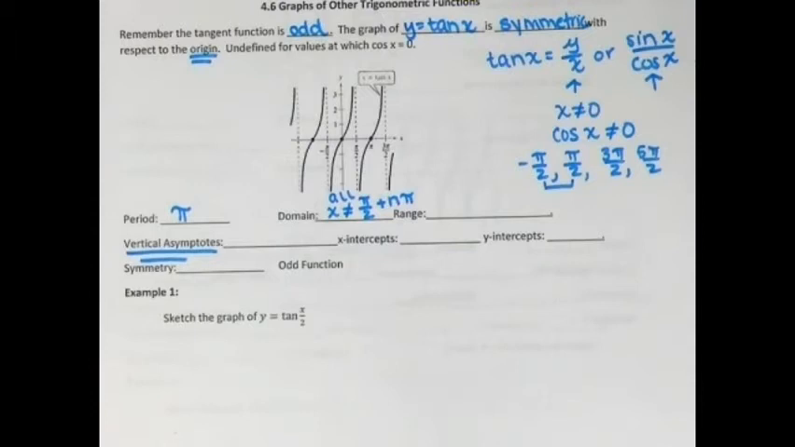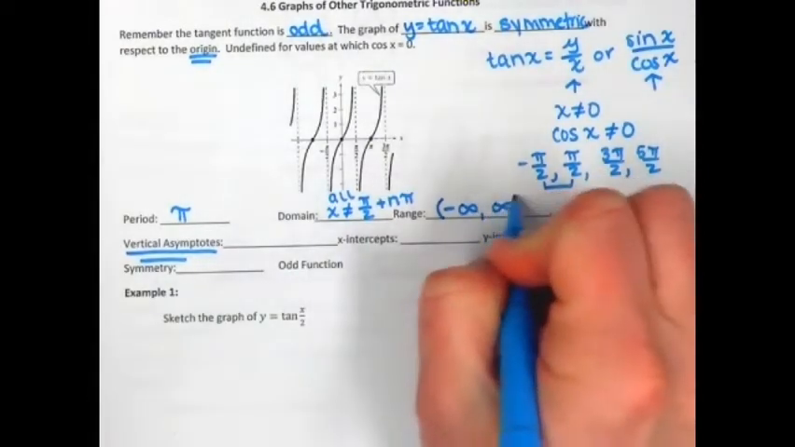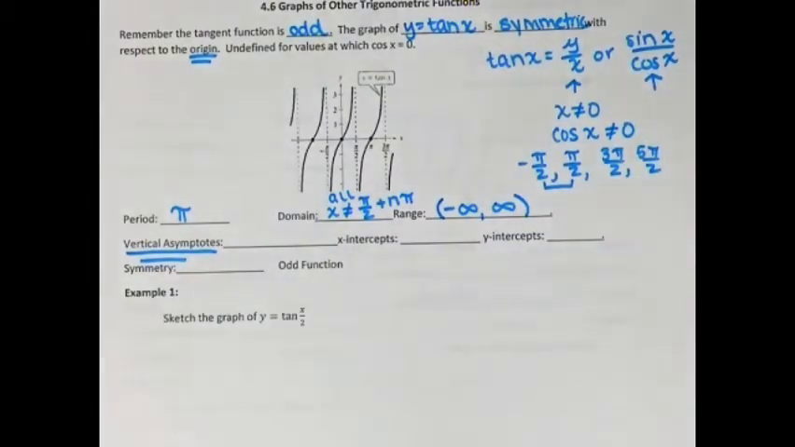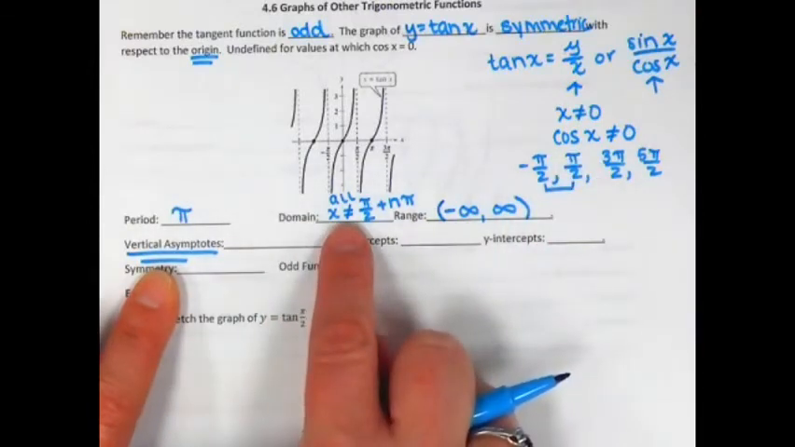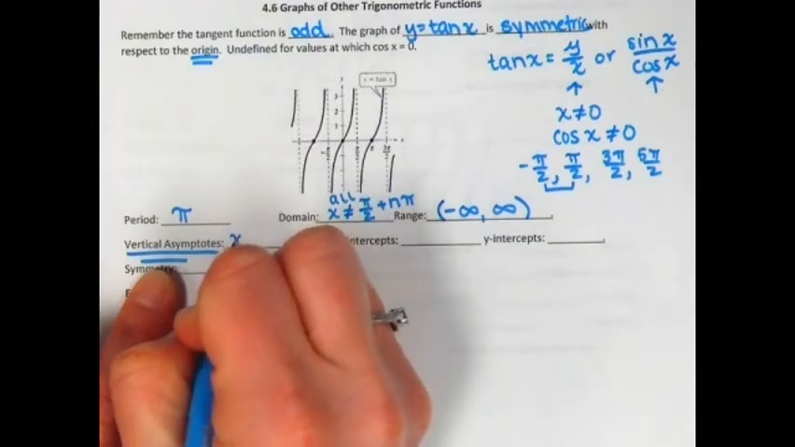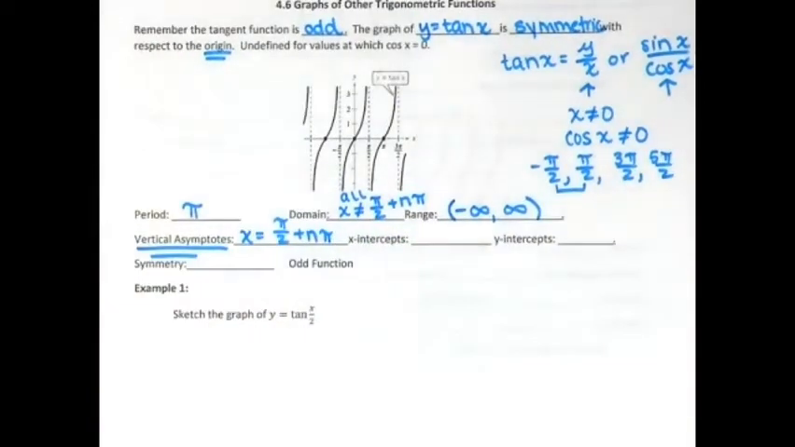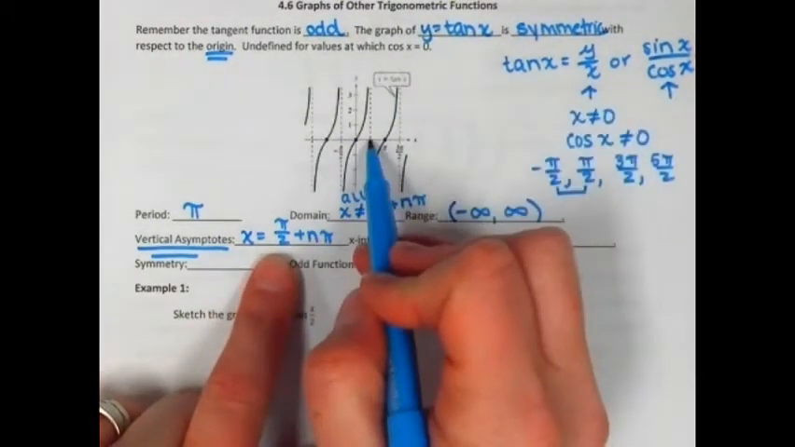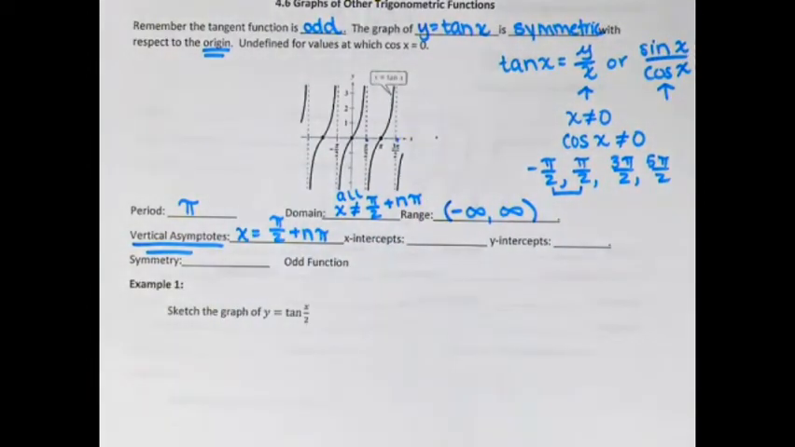What is my range? My range is the y values. And is there any y value I can never have? No. So that's going to go from negative infinity to positive infinity. And again, we have all our vertical asymptotes when our cosine is equal to 0, right? Isn't that the same thing as my domain part? So my vertical asymptotes are x equals pi over 2 plus n times pi. Okay. So again, we start at this pi over 2, and then we add a pi every time. So that n just represents how many pi's I want to keep going from that, okay?